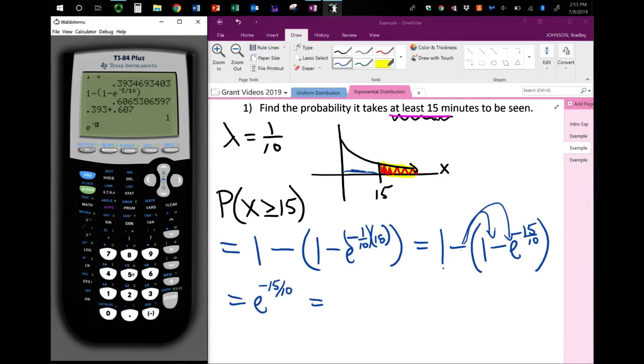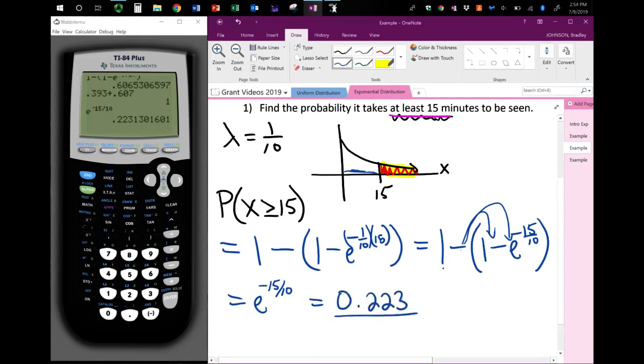So I'll show both ways, but if you do this way, you'll get 0.223. Okay, so that'll be our solution, but I'll also show you the original way that I started. 1 minus all of this would also give you the same answer. Okay, so if you distribute that negative, you could get the same answer as if you didn't distribute. No matter which way you do it, you'll get the same answer.